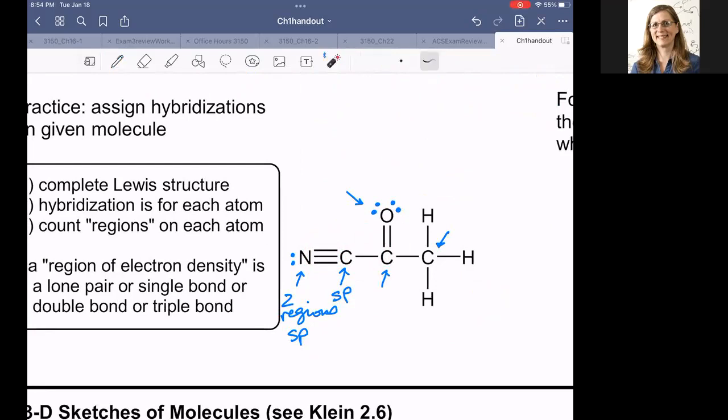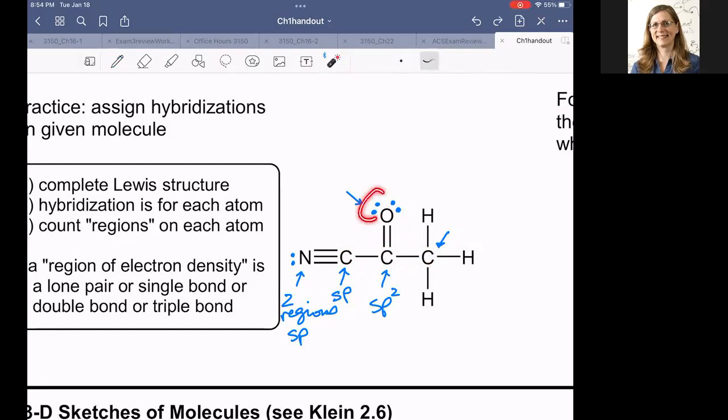The next carbon over has 1, 2, 3 regions around it. So three regions means sp2. Okay, and again, you can mentally just add up the superscripts, right? So there's 1s and 2p's. That's how we get the three hybrid orbitals. We mixed 1s and 2p's.